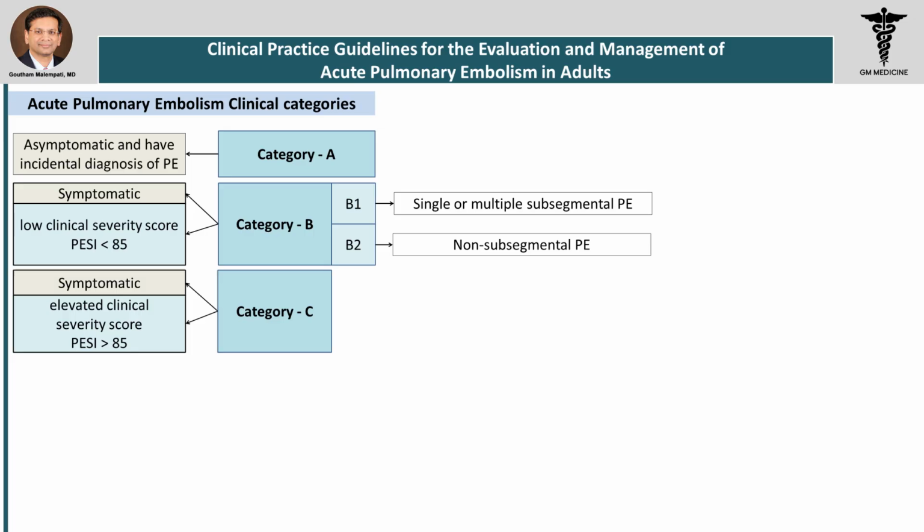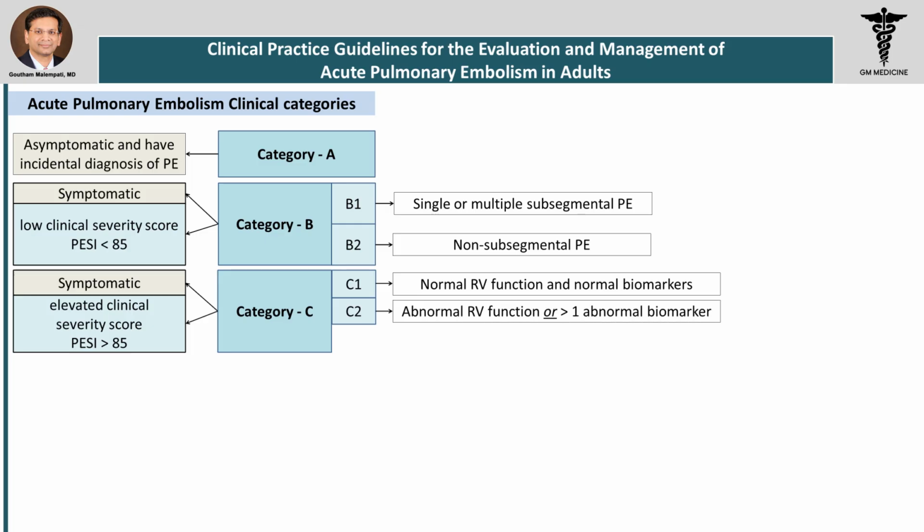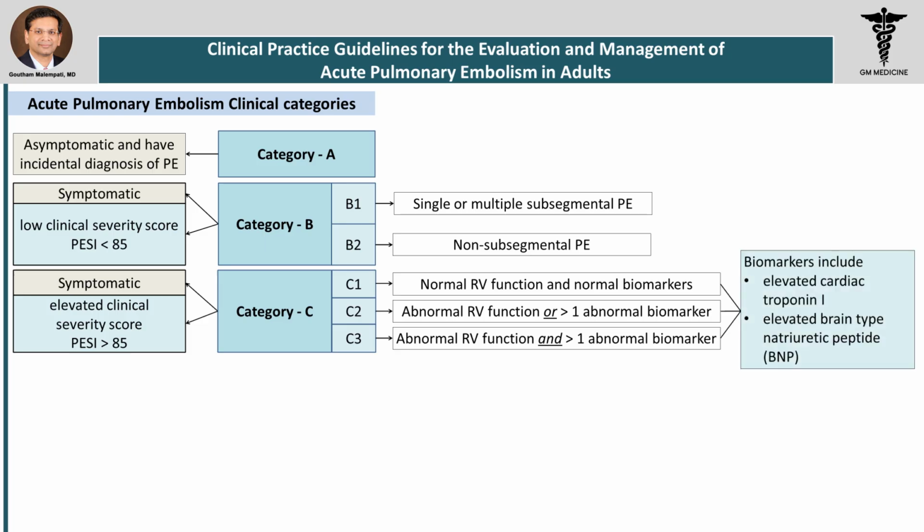There are three subcategories. C1 consists of normal right ventricular function and normal biomarkers. C2, abnormal right ventricular function or greater than 1 abnormal biomarker. C3, abnormal right ventricular function and greater than 1 abnormal biomarker. Biomarkers include elevated cardiac troponin I and elevated brain type natriuretic peptide.